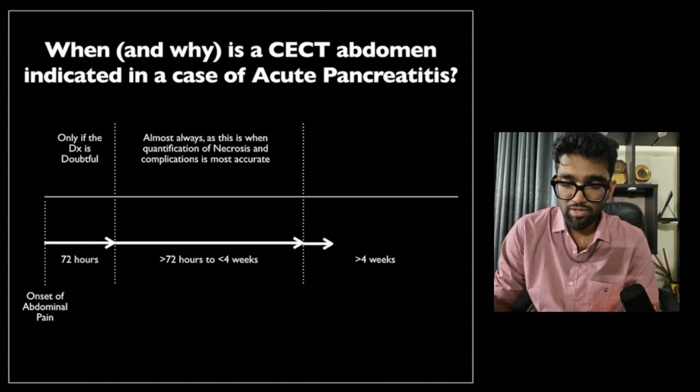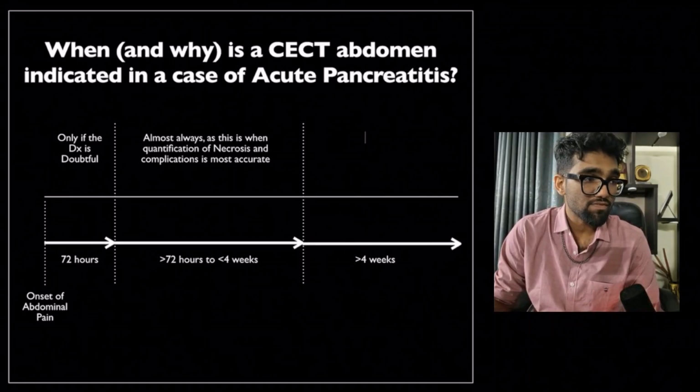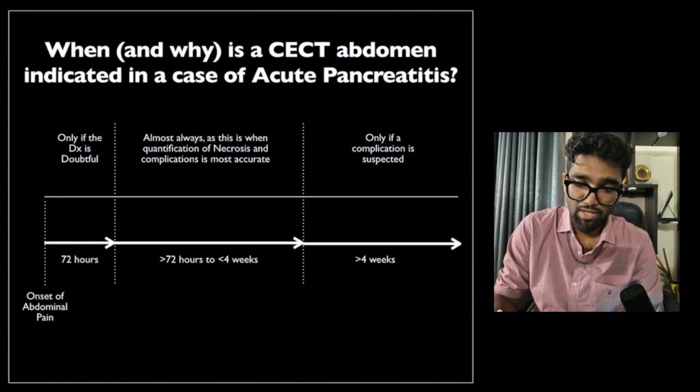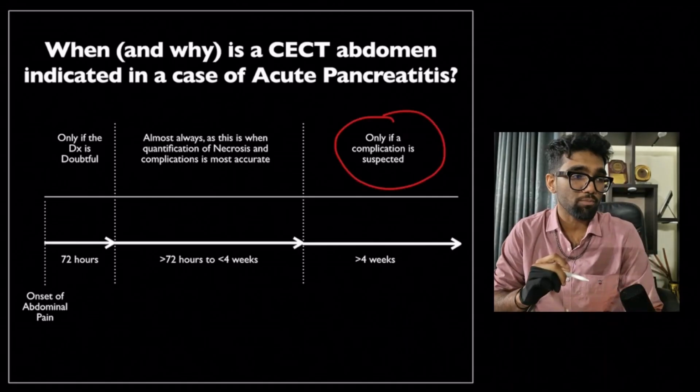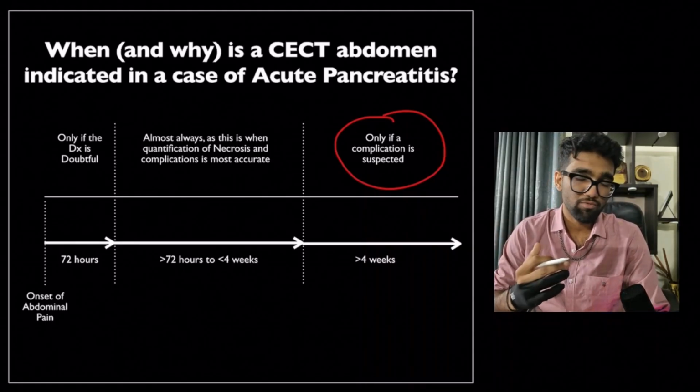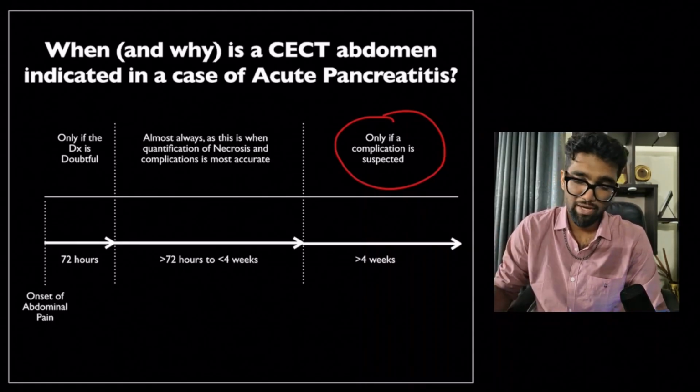Now, after 4 weeks, it is only indicated in very specific scenarios. That is only if a complication is suspected. So there has to be the clinical suspicion of a complication. There is persistent abdominal pain or worsening abdominal pain. The patient is going into sepsis, so you're suspecting a pancreatic infection or a peripancreatic infection.